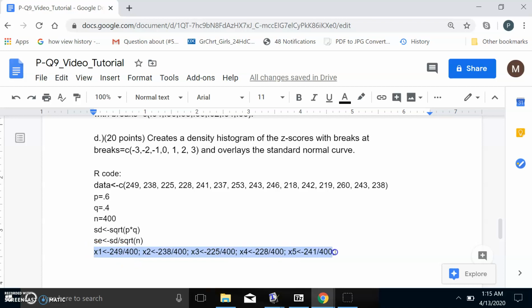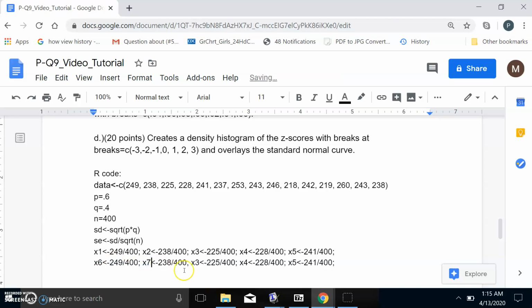And then I'm just going to repeat these and then make some changes to them to be more efficient this way. So let's repeat them on the line below. Let's call these x6, x7, x8, x9, x10, and then we'll change.